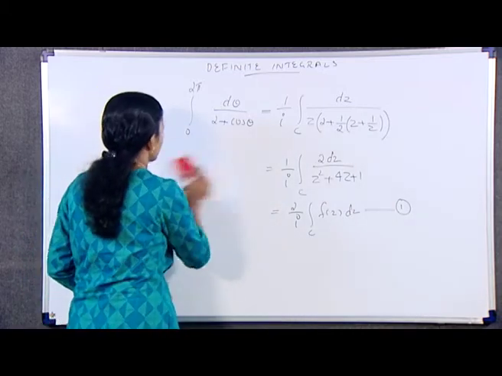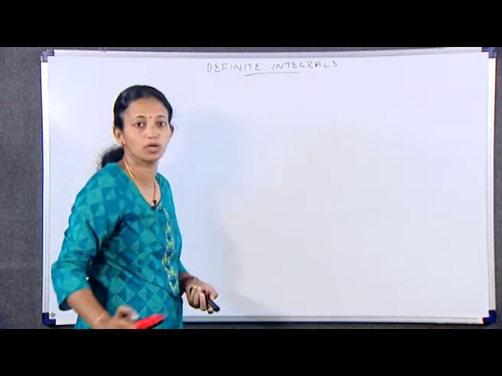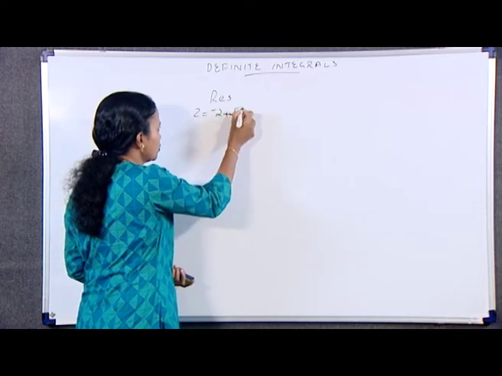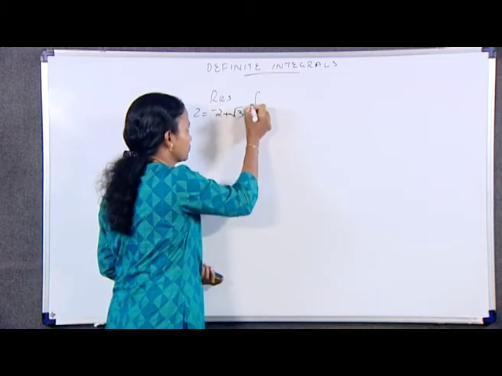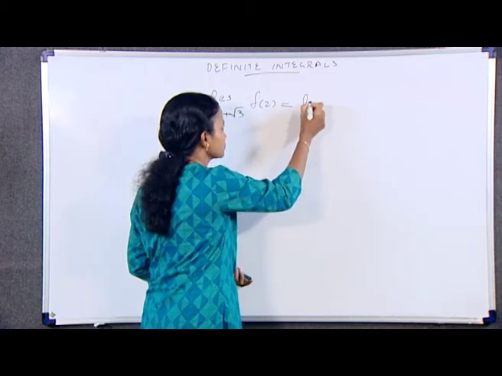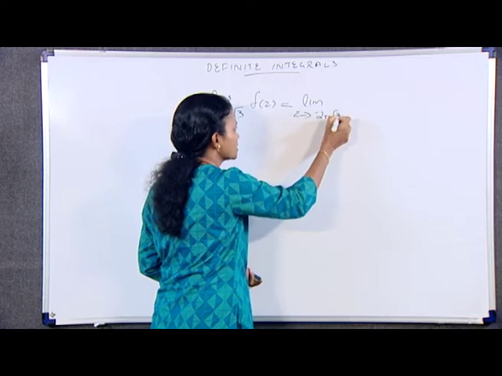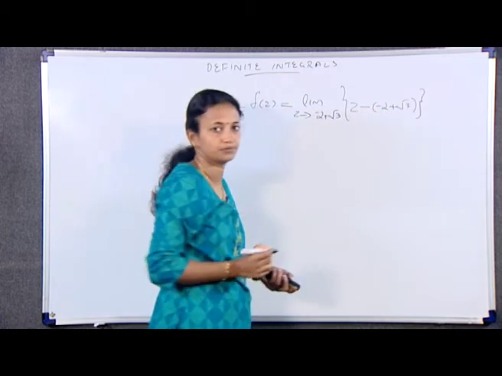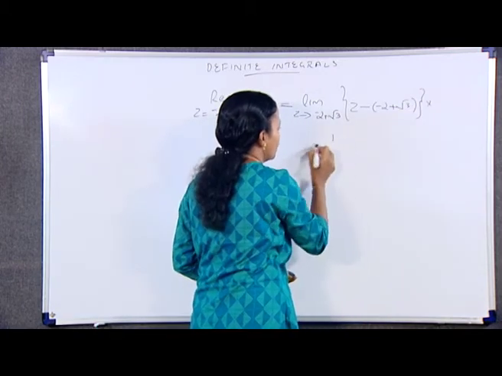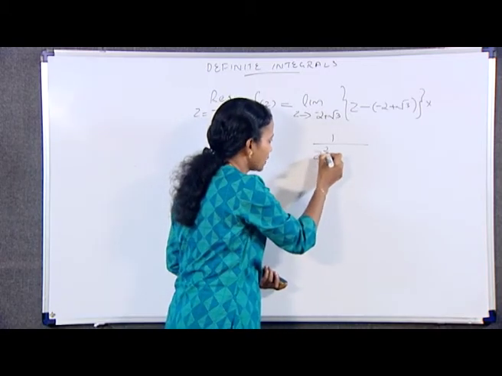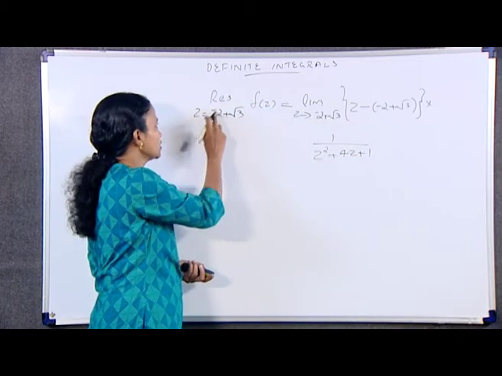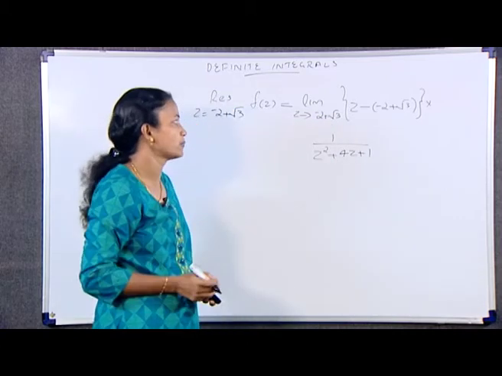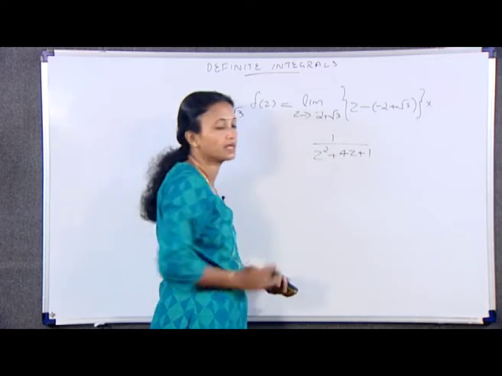Therefore, the residue at z is equal to minus 2 plus root 3 of f of z, that is the only singularity, is equal to limit z tending to minus 2 plus root 3 of z minus 2 plus root 3 into what remains, into 1 by z square plus 4z plus 1.